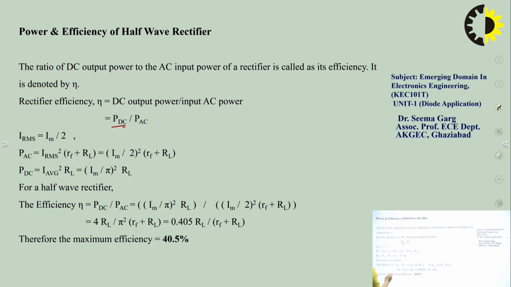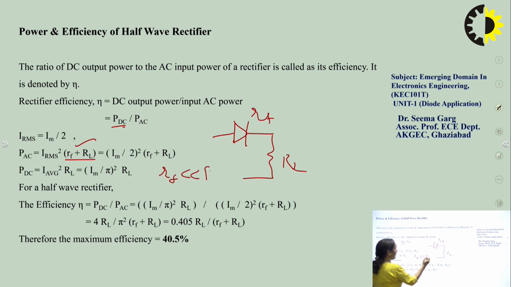We have already calculated the DC value, so putting that DC value in the equation. And the AC value is what? Both resistances, the forward resistance of the diode and the load resistance, come into the picture. But because the value of RF is far less than RL, we can neglect it. And if we neglect it and put in the values, we find the efficiency, that is 40.5%. So this is all about the parameters of the half wave rectifier.